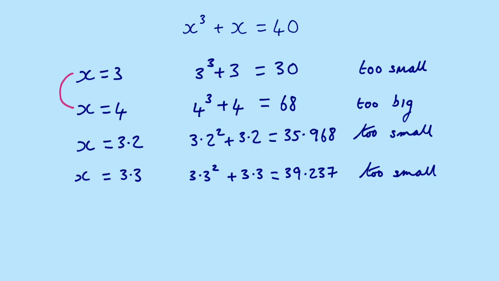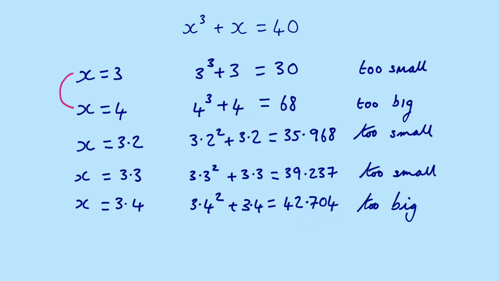So let's increase that again. So we'll try 3.4 and substitute that in. So we have 3.4 squared plus 3.4 gives us 42.704. Now that's too big. So as you can see, 3.3 is too small and 3.4 is too big. So we know that the answer is either 3.3 or 3.4. The exact answer will be somewhere in between these two.